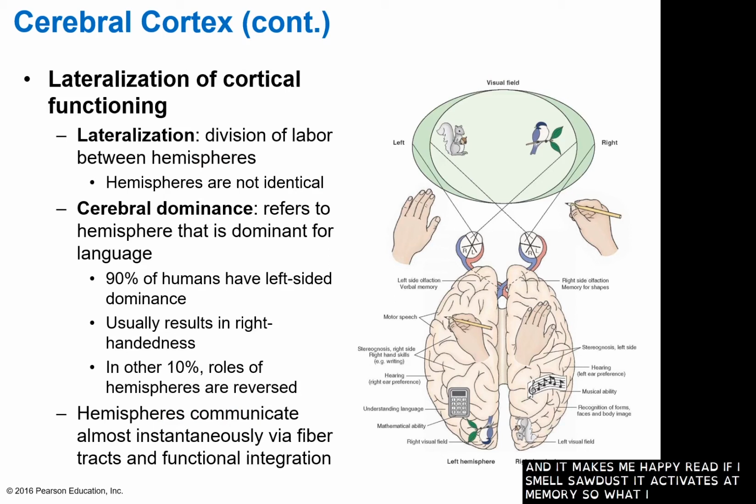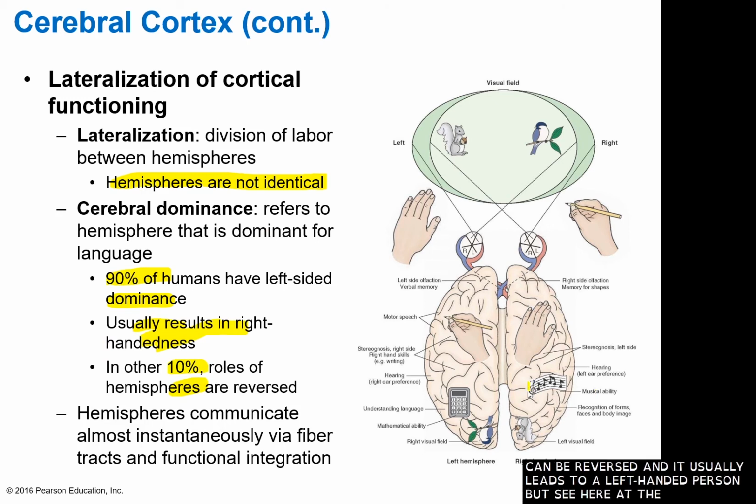So what I talked about earlier, this lateralization feature. Lateralization is how we separate labor between left and right. So hemispheres are not identical. Here, handedness is one big thing. Most of us are right-handed. So 90% of humans have left-sided dominance. If you're left side dominant, you are right-handed. So this usually results in right-handedness. However, in 10%, the rules can be reversed, and that usually leads to a left-handed person.